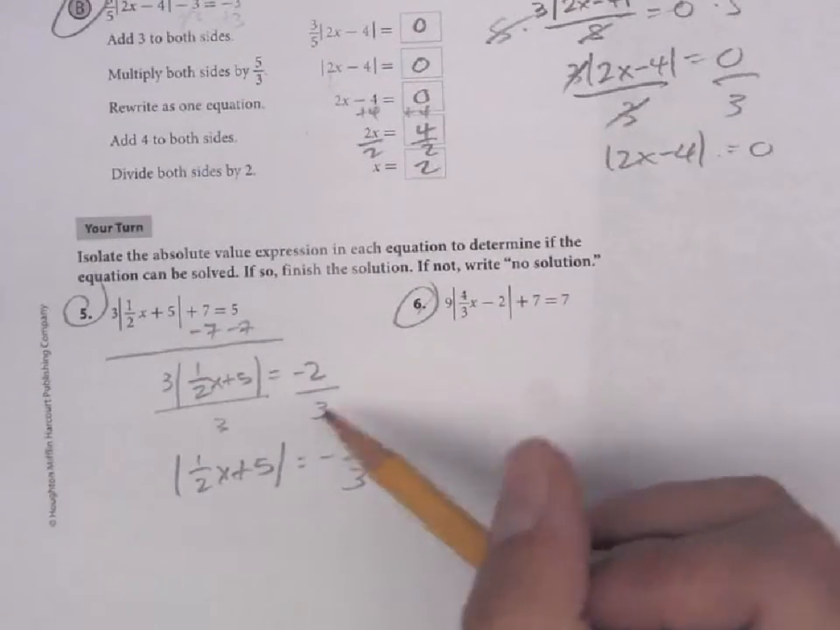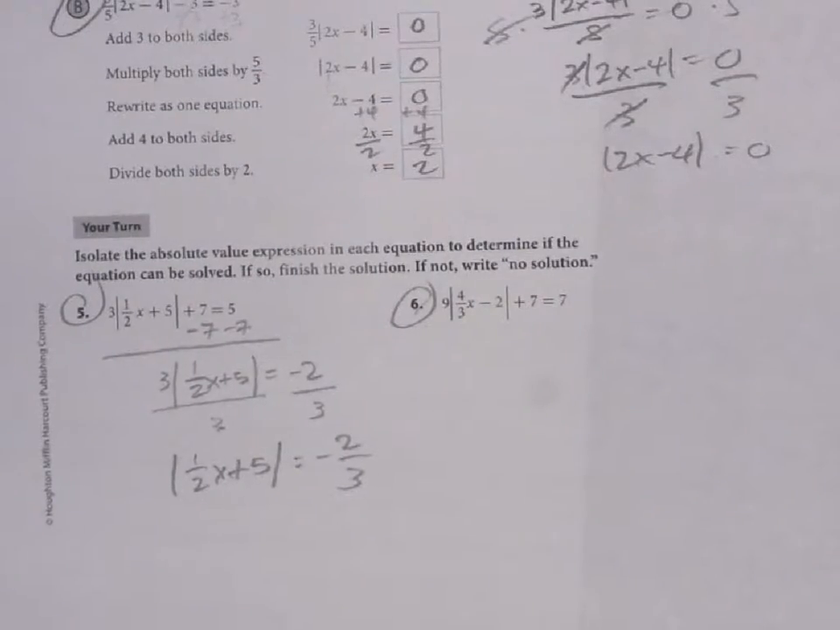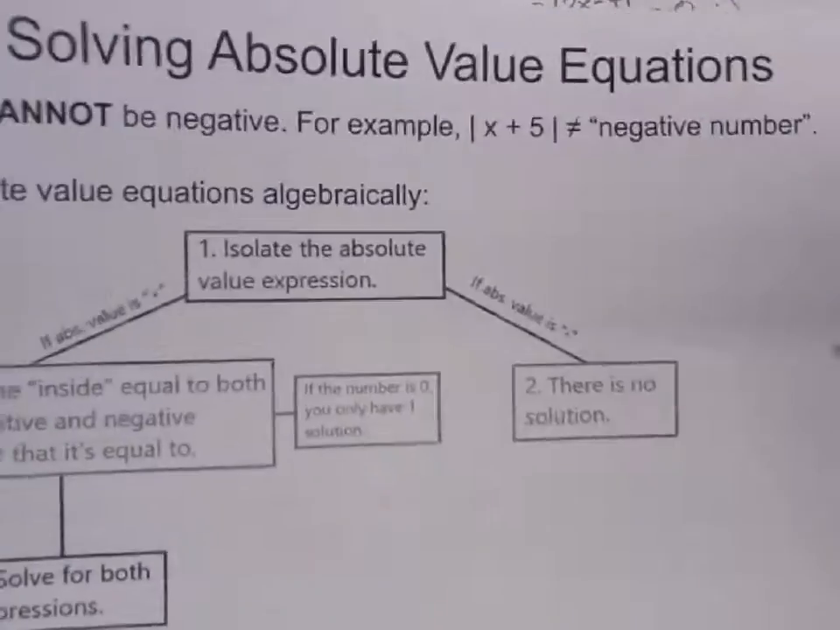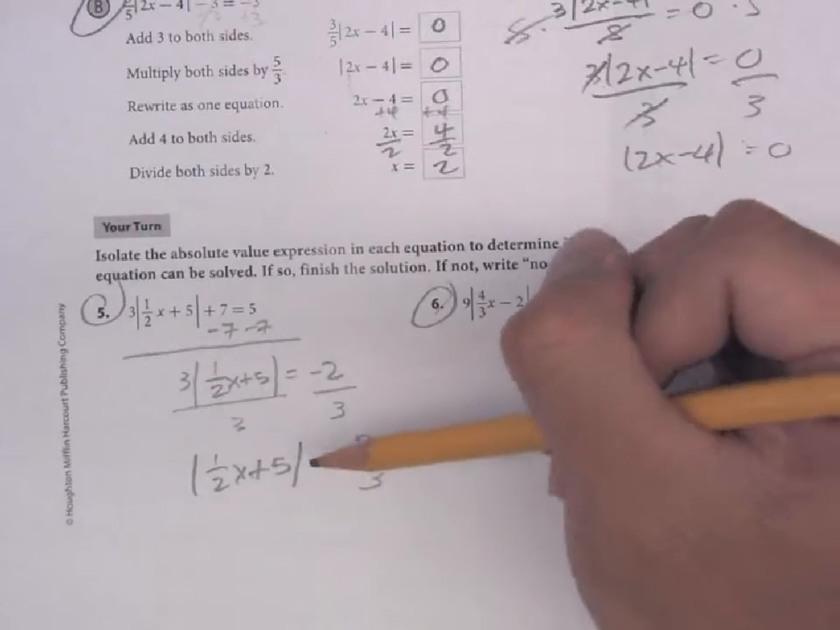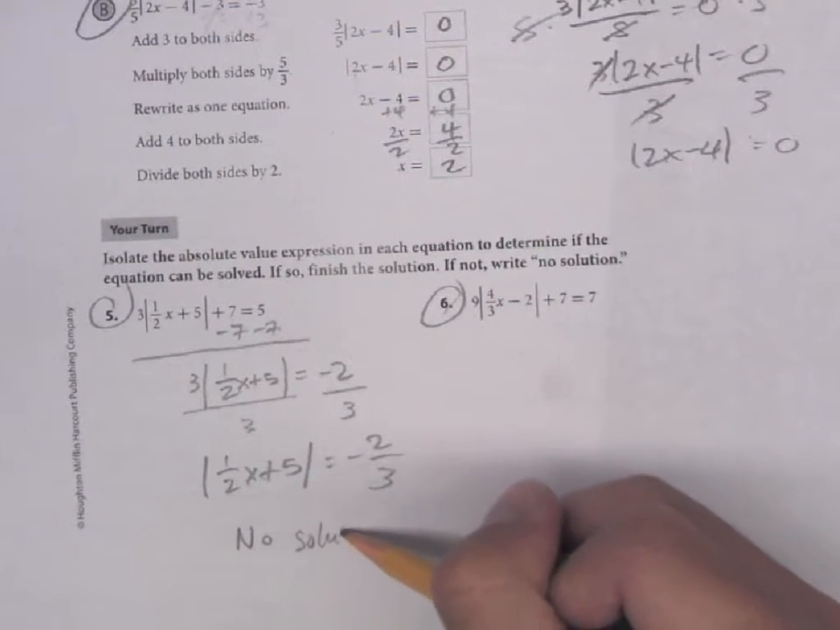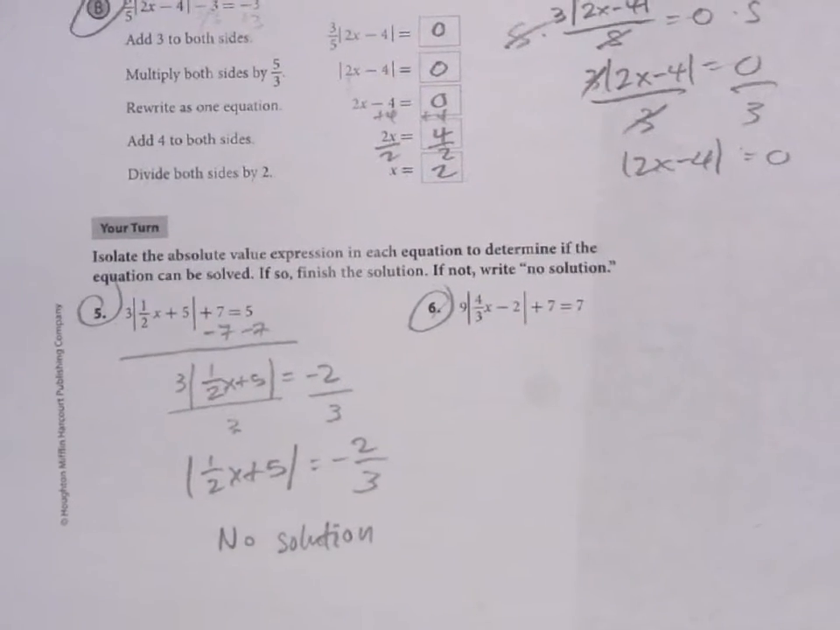Now if you look at this, we have a negative number. This is the case. We isolated the absolute value expression. We have a negative number, there's no solution. And you're done. Number 6.